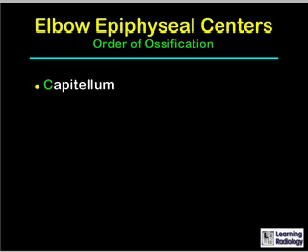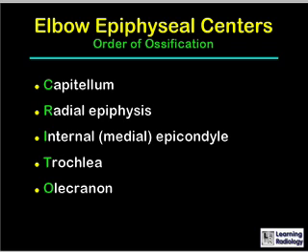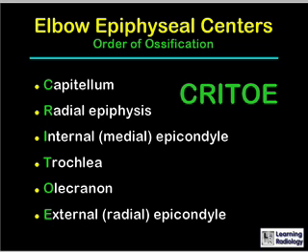The first to ossify is the capitellum, followed by the radial epiphysis, followed by the internal or medial epicondyle, then the trochlea, then the olecranon, and lastly the external or the radial epicondyle. If we take the first letters of each of the centers of ossification, they spell the mnemonic CRITOL.